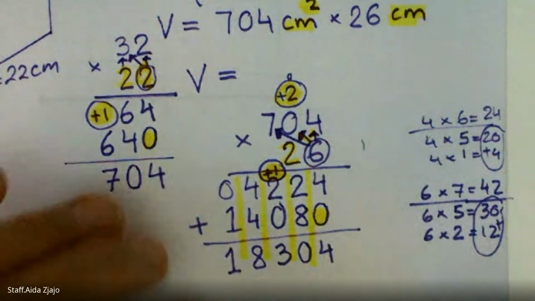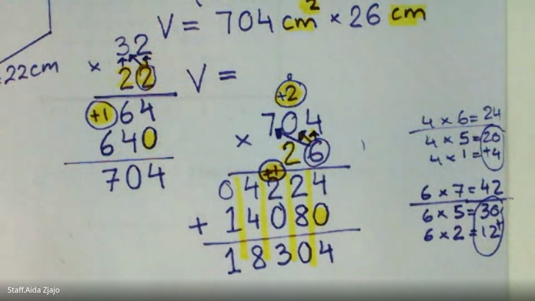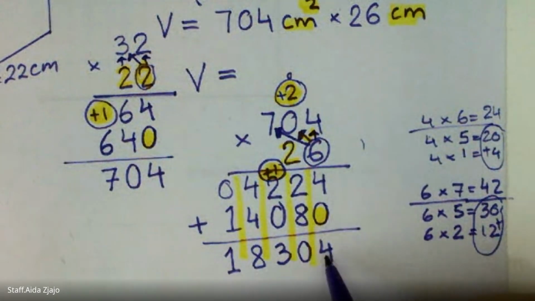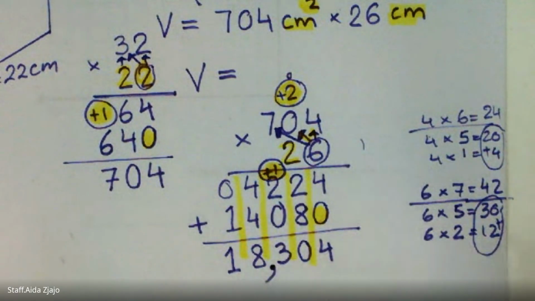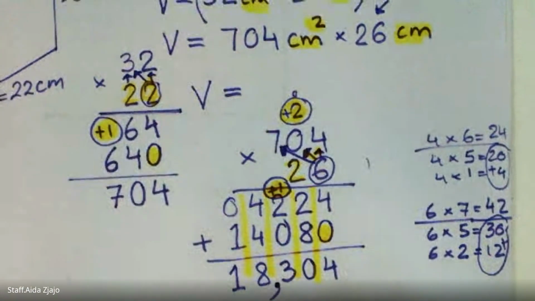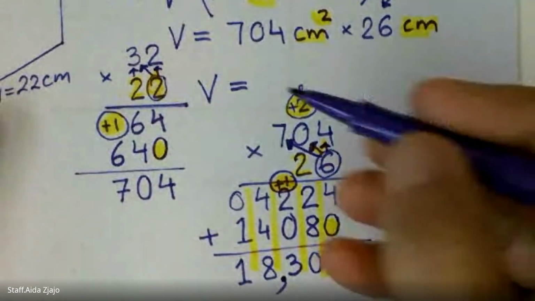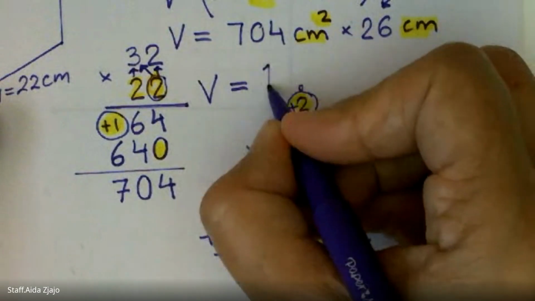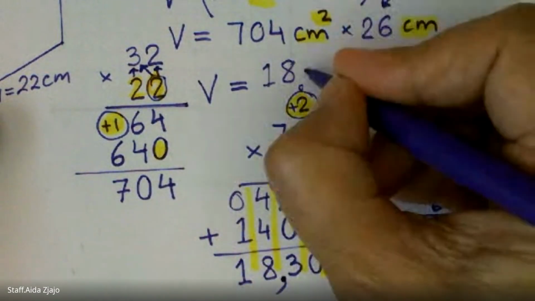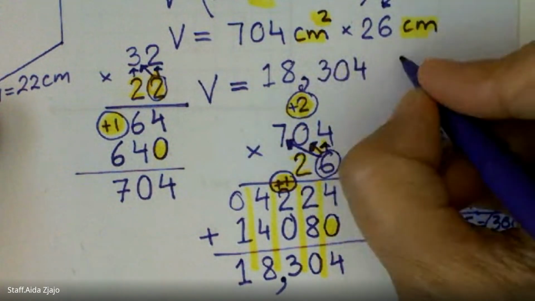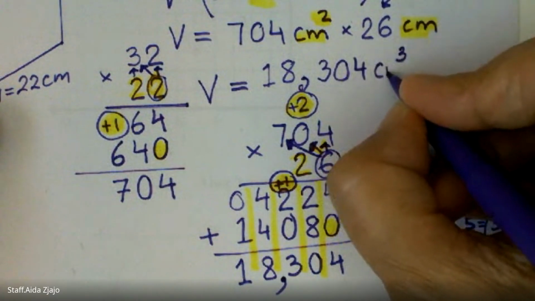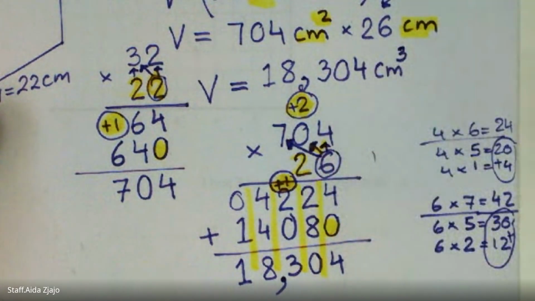So now I got myself the volume. It's 1, 2, 3, comma, 18,304 cubic centimeters. So I can go here and write 18,304 cubic centimeters. The 3 represents cube, and we say cubic centimeters.